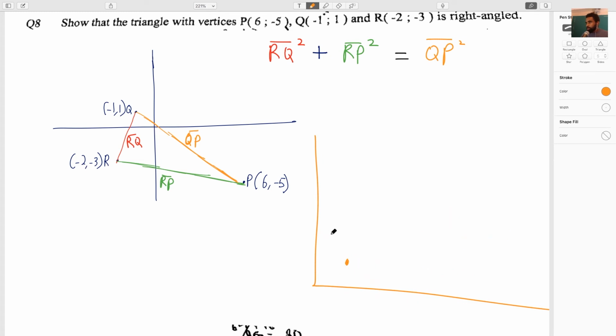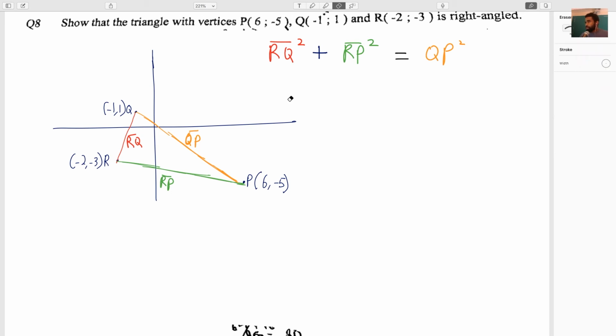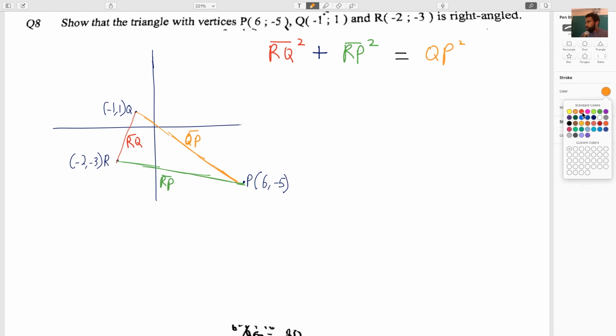All right, so let's start with RQ squared, right? First of all, let's make a bit of space. So let's do a partial erase and then a whole erase there. Good. Okay, so we're using the red color to do RQ. Remember what we did. We said that we subtract the x's. So we have maybe minus 1 subtract minus 2, right? Minus 1 subtract minus 2. Or we could have done minus 2 subtract minus 1. It comes out the same.